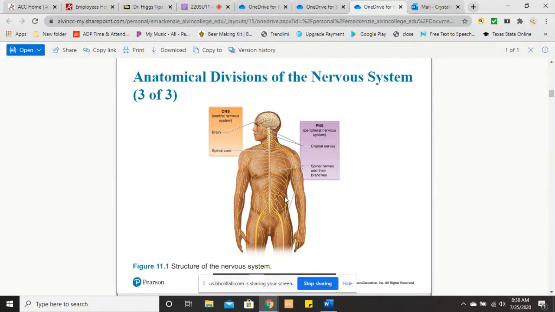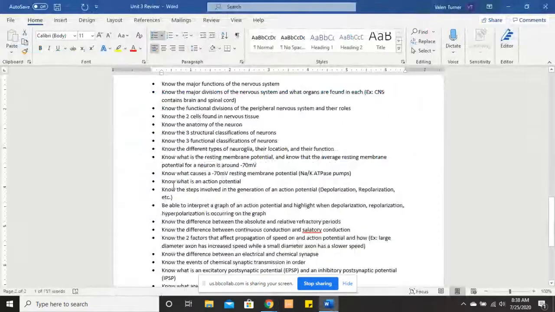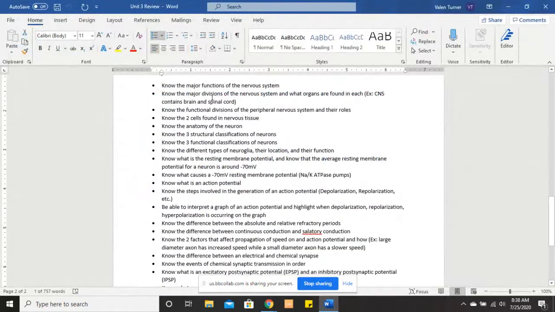You've got a lot of them. All these yellow creepy lines in the sky are nerves. Some of them come off the brain, so we call them cranial nerves, and some come off the spinal cord, so we call them spinal nerves. All right. That's what you need to know in your exam review. Know the functions of the nervous system and its major divisions, and what organs are found in each. Central nervous system: brain and spinal cord. Peripheral nervous system: cranial nerves and spinal nerves.